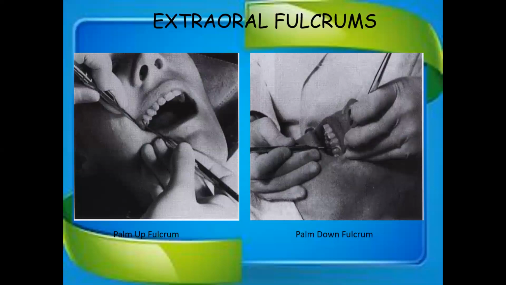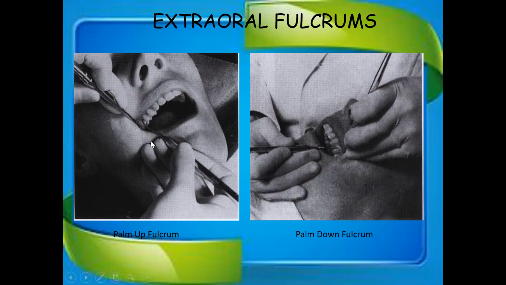So coming on to the extraoral fulcrum, we have two types of fulcrum. First one is palm up fulcrum and second one is palm down fulcrum. So in palm up fulcrum, these extraoral fulcrums are essential for effective instrumentation on some aspects of the maxillary posterior region. So in palm up fulcrum, we establish the back of the middle and fourth finger on the skin overlying the lateral aspect of the mandible on the right side of the face.